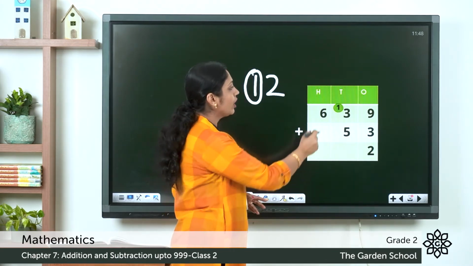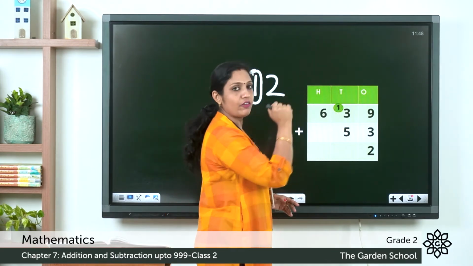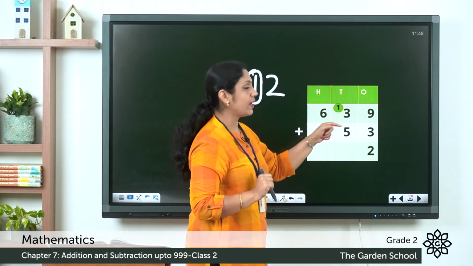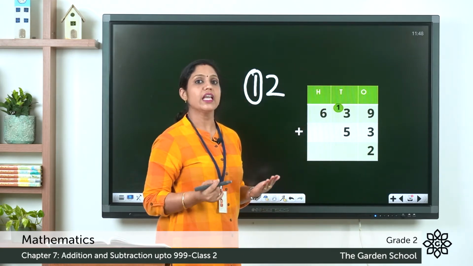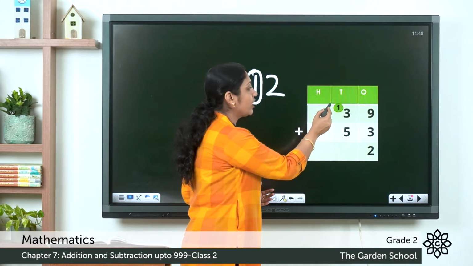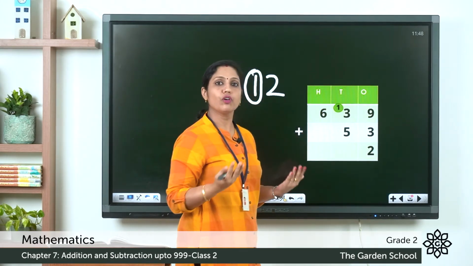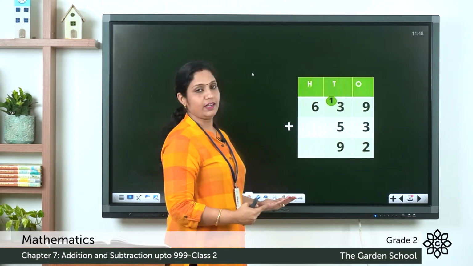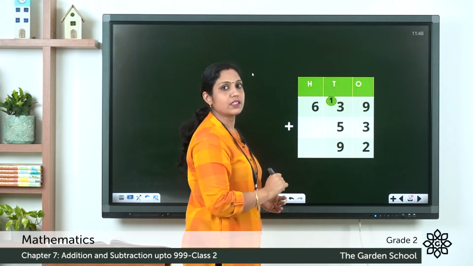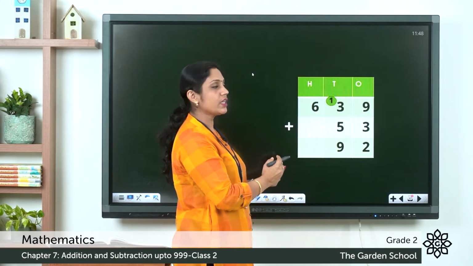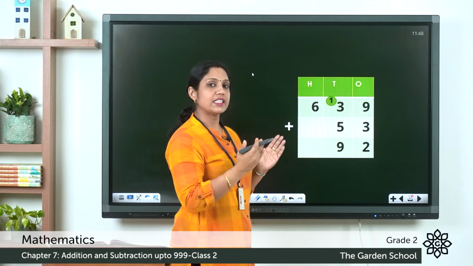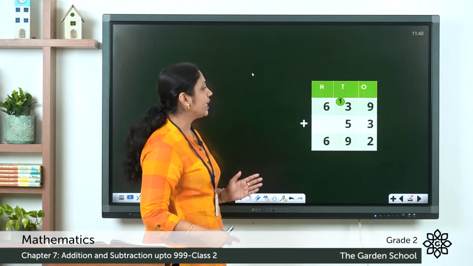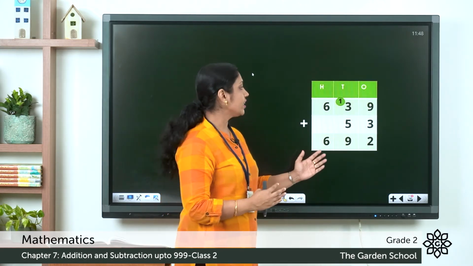So now we have 1 plus 3 plus 5. First we'll add 1 plus 3. How much is 1 plus 3? It is 4. Then we'll add 4 plus 5. So 4 plus 5 is 9. Write the answer in the tens place. Then we'll move on to the hundreds place. We have only 6 there. That 6 we'll write with the answer, and we got the answer 692.